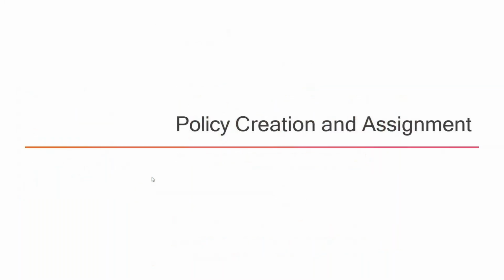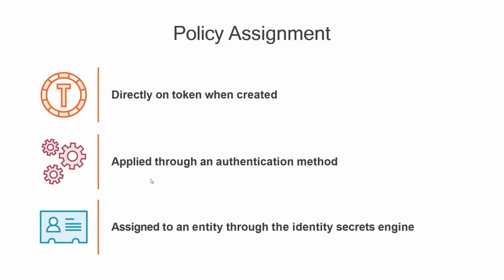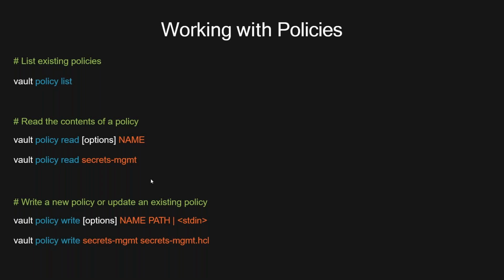Now, after that creation, you created a policy, but you have to assign it, right? You have to assign it to someone, some user. You can assign it directly on a token when you create it, or apply it through an authentication method. That means you can assign it to an entity through the identity secret engine also, and so on. So how do we assign?